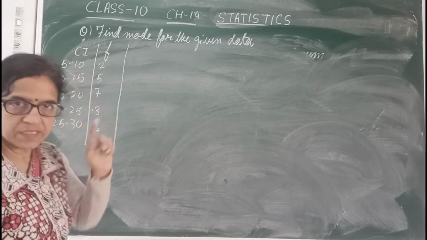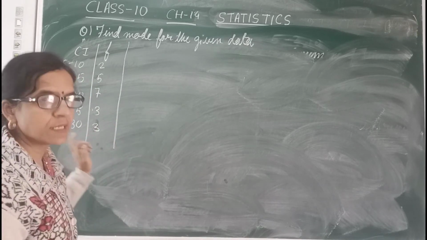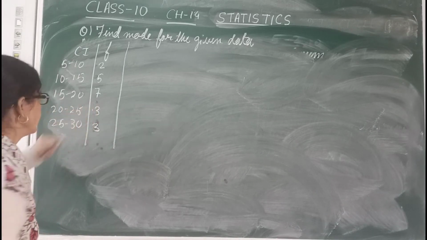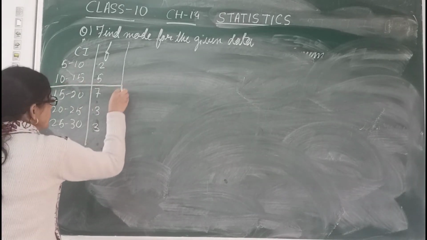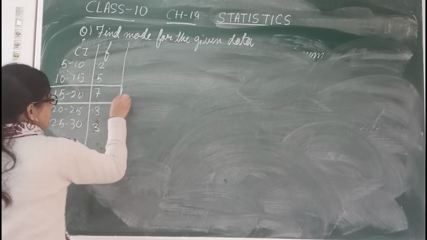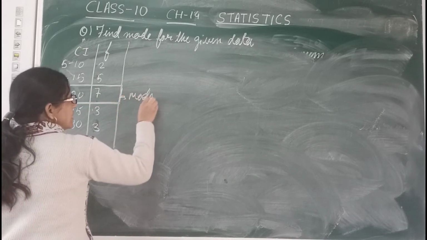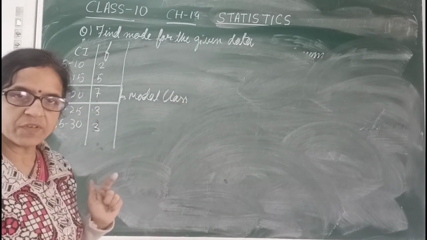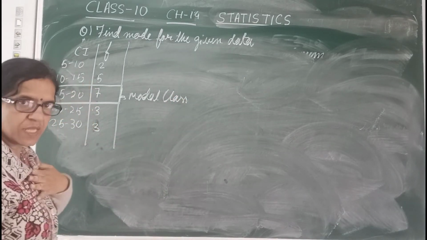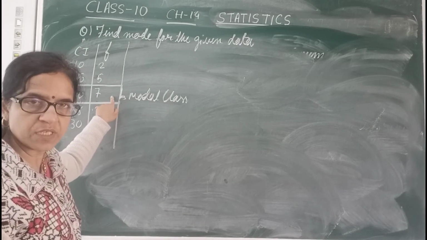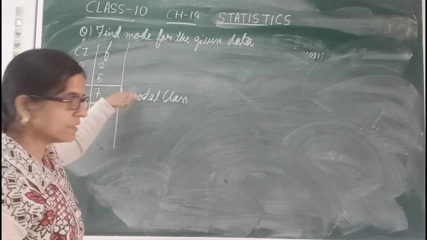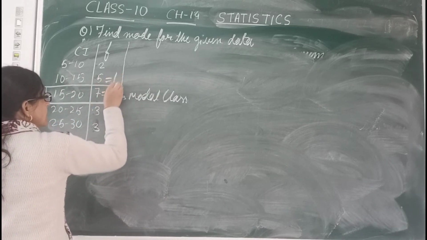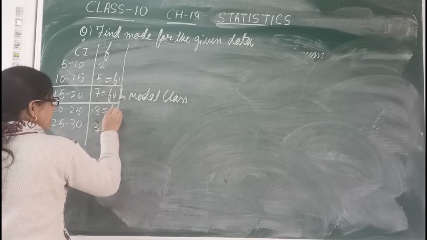The first step is to find the modal class. The modal class is the class corresponding to the highest frequency. The highest frequency over here is 7, so this is our modal class. Now find F0, F1 and F2. I am taking F0 for the modal class, and I will write F0 here, F1 here and F2 here.